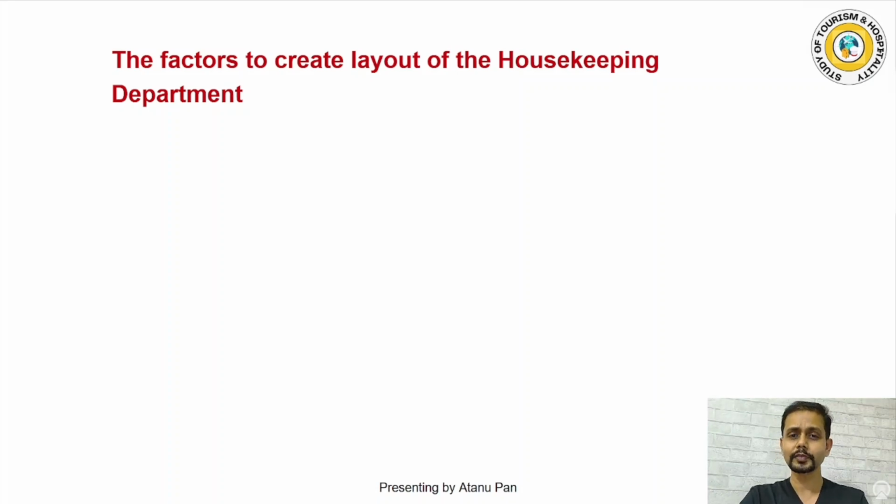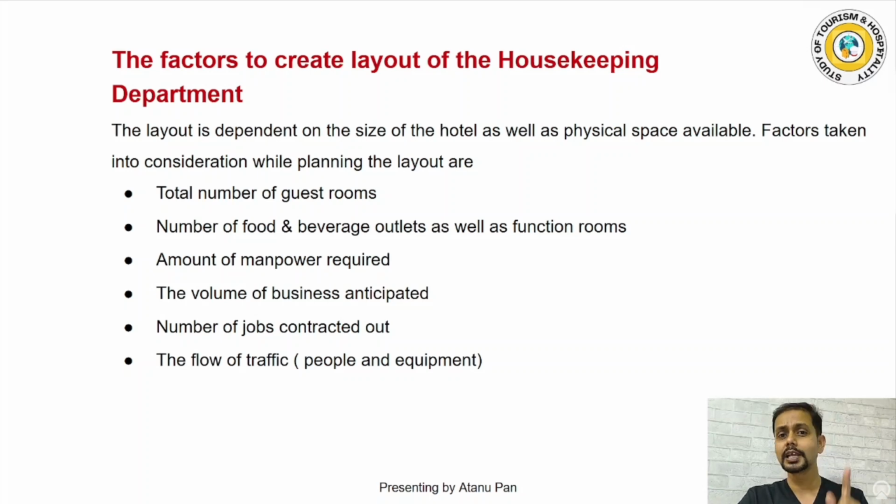Now, I told you in the beginning of today's class that the layout of the housekeeping department depends upon different factors. What are those factors? First point, the total number of guest rooms. If the number of guest rooms is more, definitely the housekeeping department will be bigger to provide better service, to store the maximum linen required, and definitely the number of staff will be more.